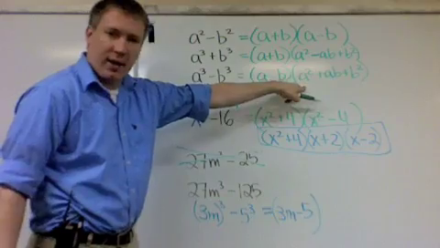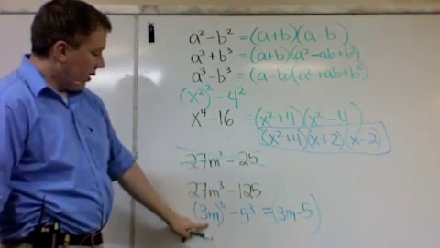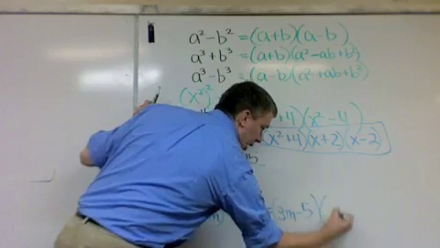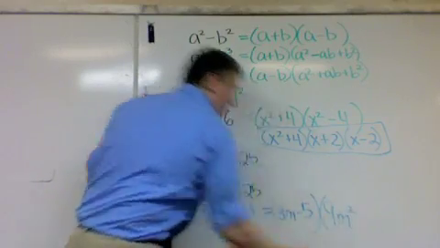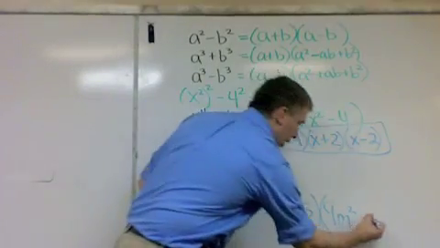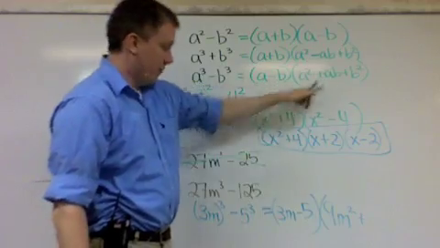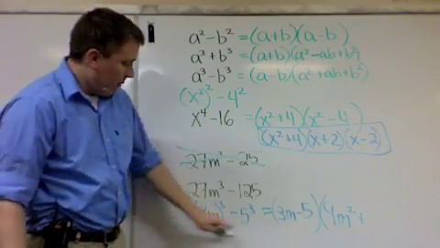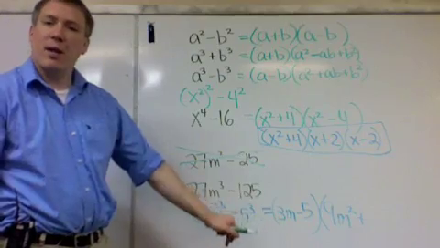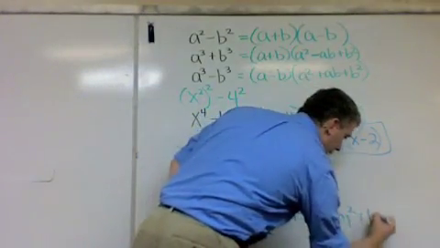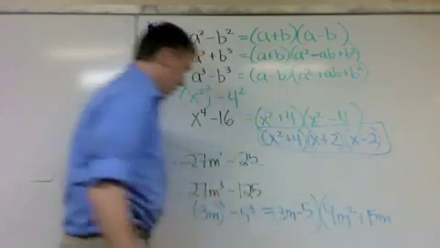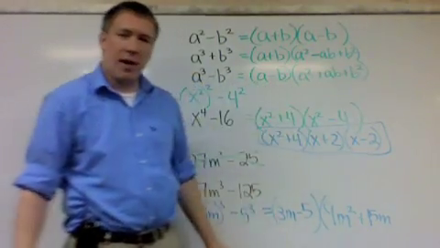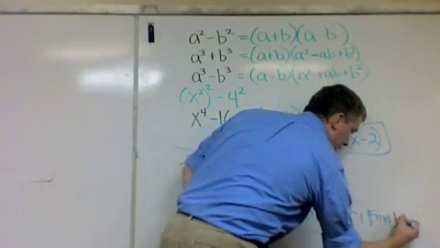A squared is next. So a squared would be 3m squared, or 3m times 3m. 3 squared is 9, and m squared is just m squared. Plus, so I put a plus, and always just follow the symbols that are here. Whenever you're doing it, just follow the symbols that are there. A times b, 3m times 5. 3m times 5 is 15m. And then last, b squared, which is 5 squared, which is 25.